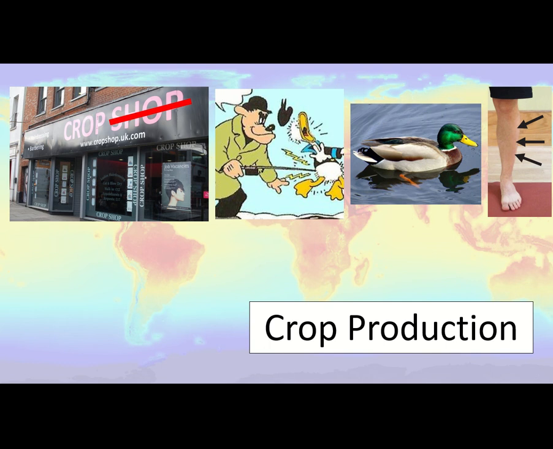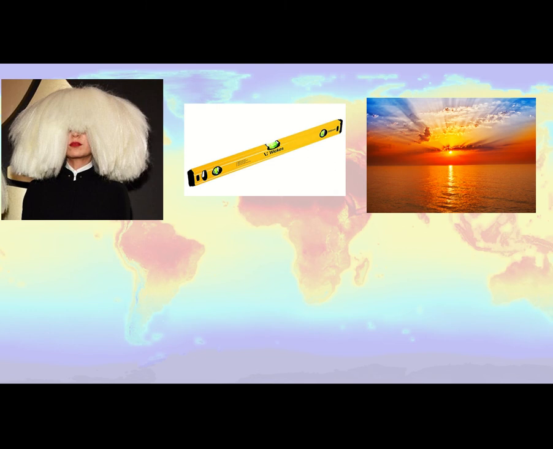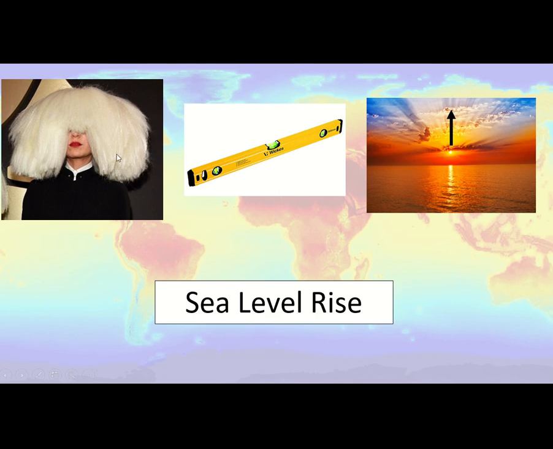Okay, crop production. I'll tell you what these mean in a moment. Have a go at this next one. Okay, this one is sea level rise. That is an artist called Sia. That's spirit level, and that's sunrise. You might not have been able to see the rise, sorry.